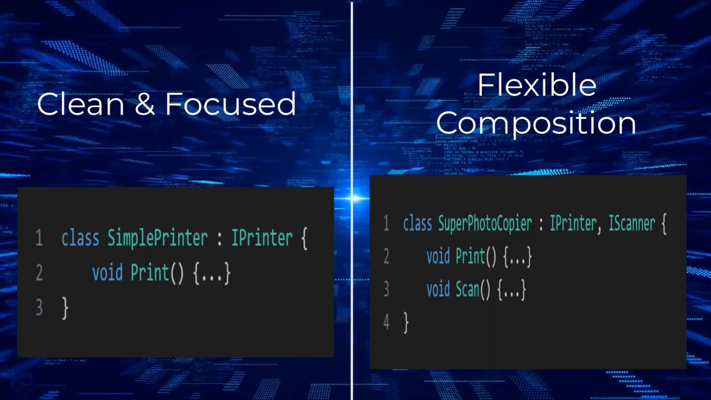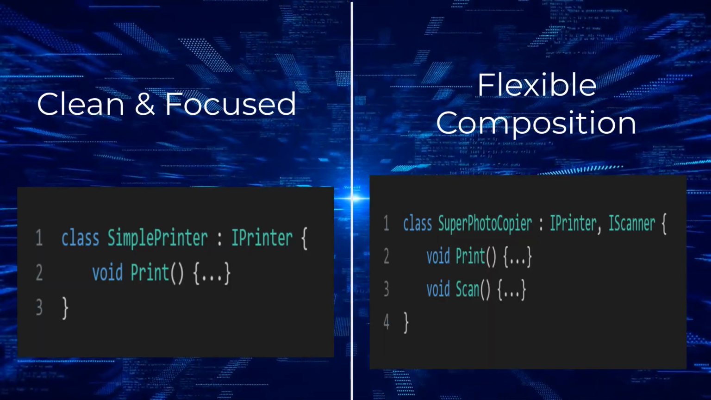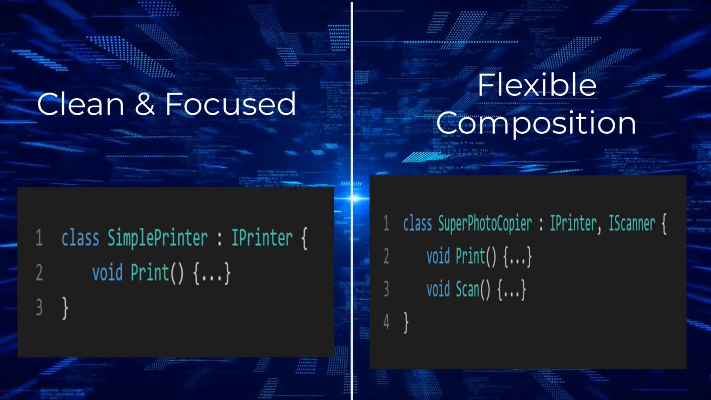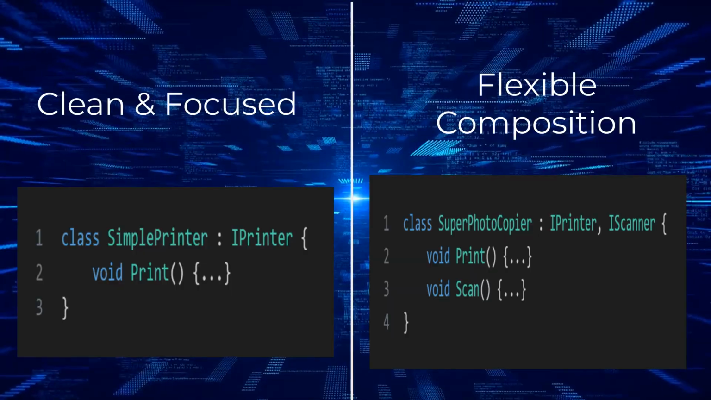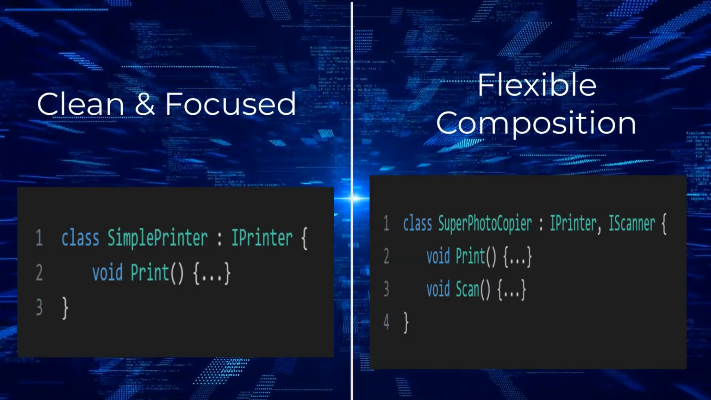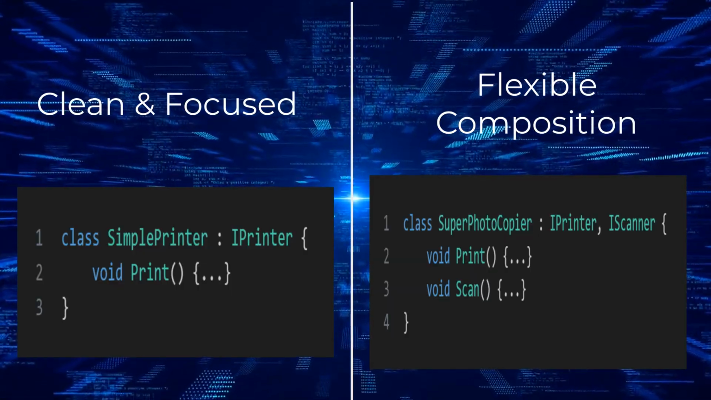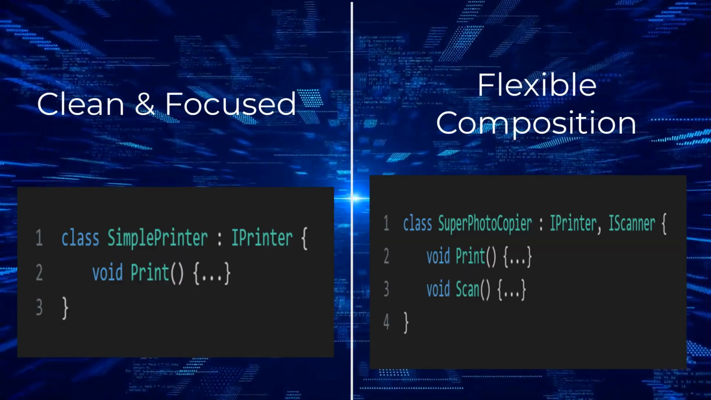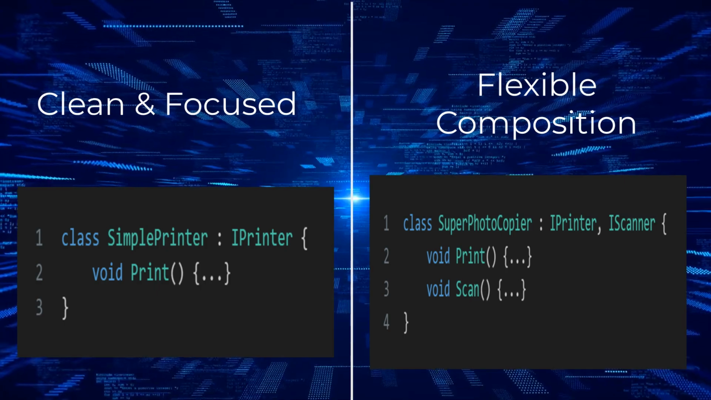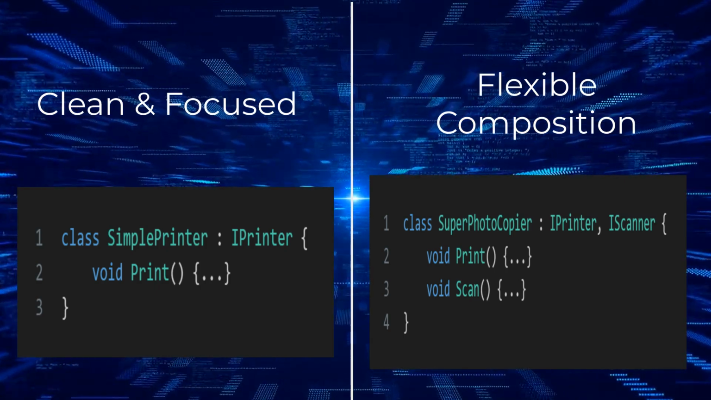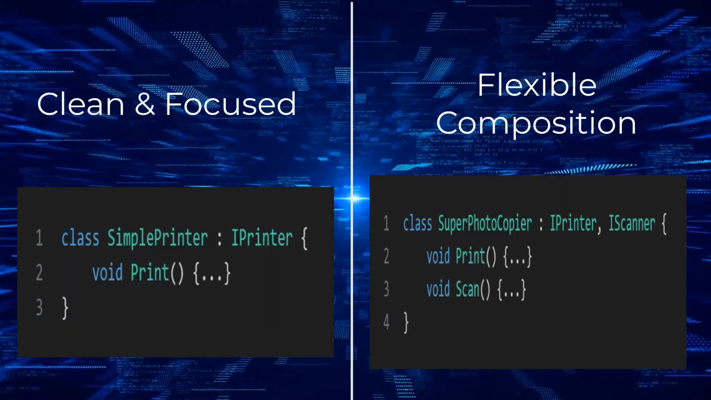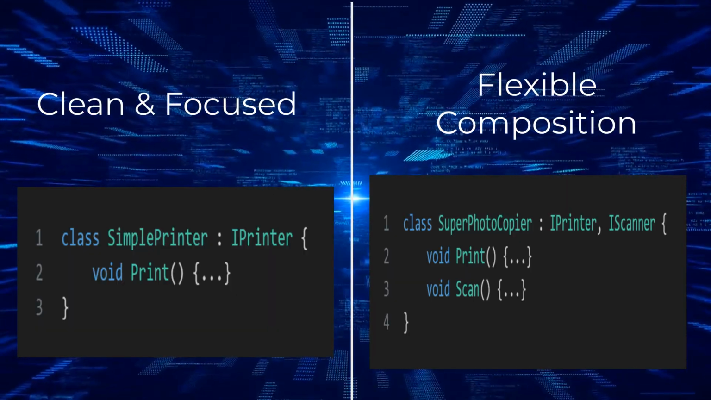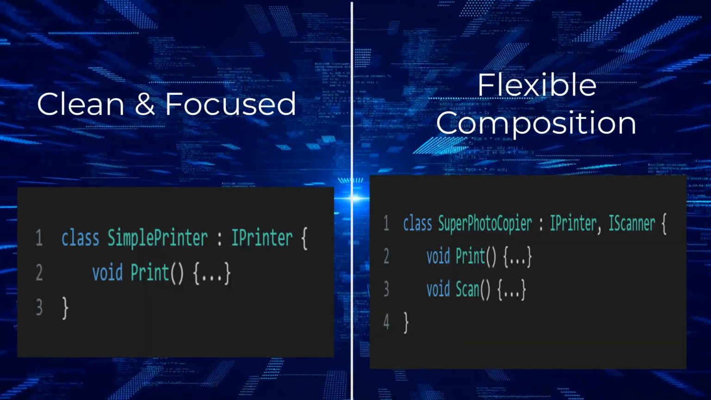Now, look at the difference. Our simple printer only implements IPrinter. It has zero knowledge of faxing or scanning. It's lean and focused. Meanwhile, a more advanced super photocopier class can simply implement multiple interfaces, both IPrinter and IScanner, giving us the best of both worlds. We have flexibility without the bloat.